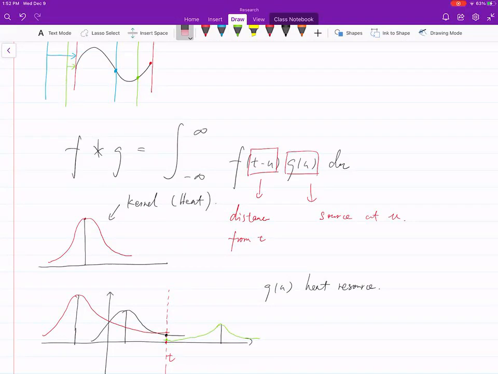Any questions for convolution? I don't think the computation is that interesting, other than the concept is really important.